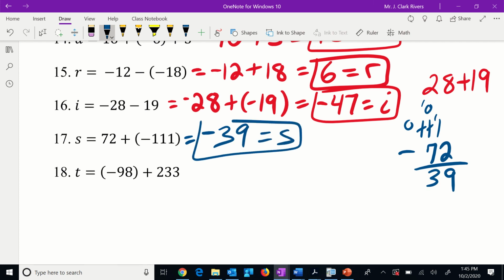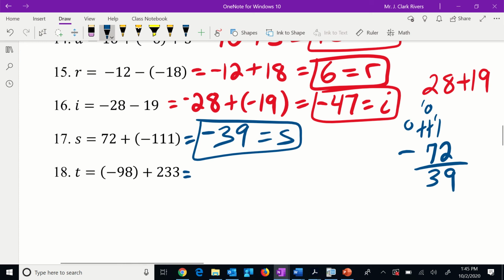Again, how did we do that? Which number is further from 0? Negative 111 is, so we know that sum has to be negative. How far is 111 from 72? So we can subtract 111 minus 72 and we get 39.